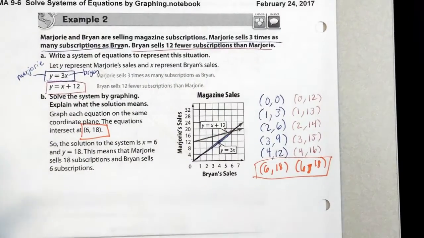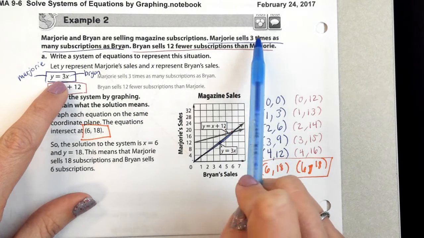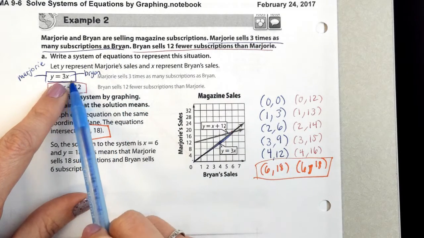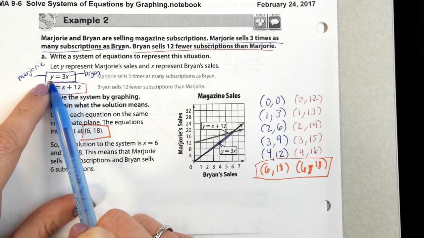Now, there are also story problems today where you have to write the system based off the story problems. The first one says Marjorie and Brian are selling magazine subscriptions. Marjorie sells 3 times as many subscriptions as Brian. Brian sells 12 fewer subscriptions than Marjorie. So Marjorie sells 3 times as many as Brian. I take Brian's, multiply it by 3, and that's how many Marjorie sells.